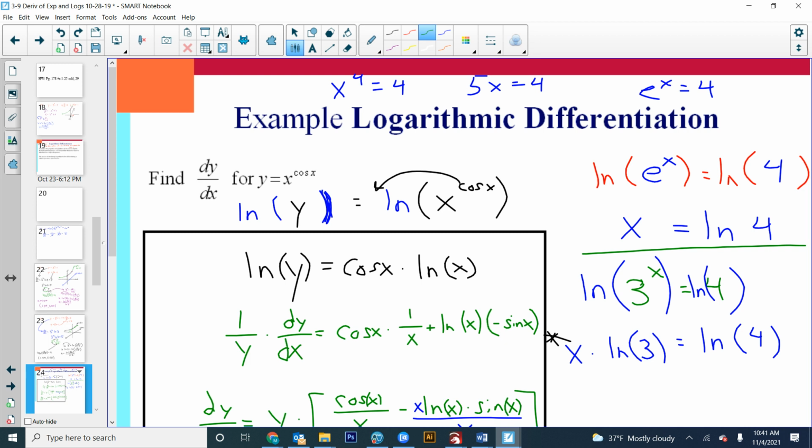No. I don't know this rule. Frustrated. Hands are in the air. I can see you guys doing your homework. I don't know what to do.